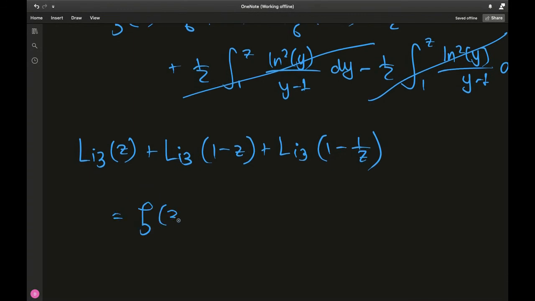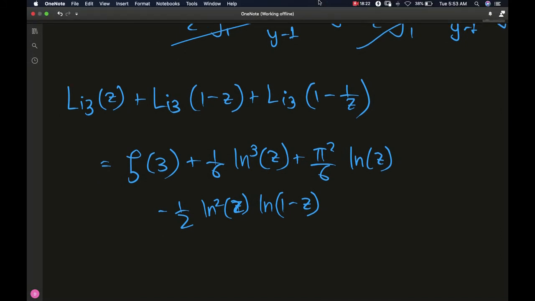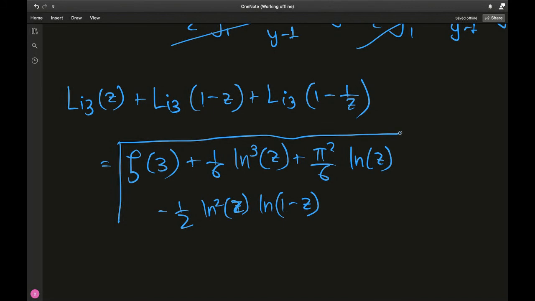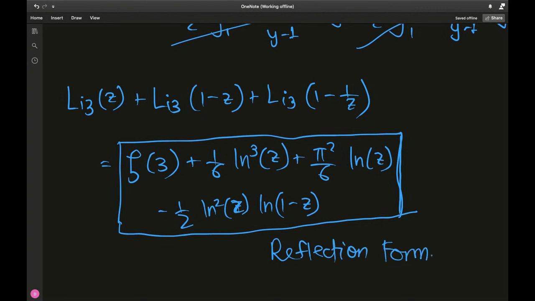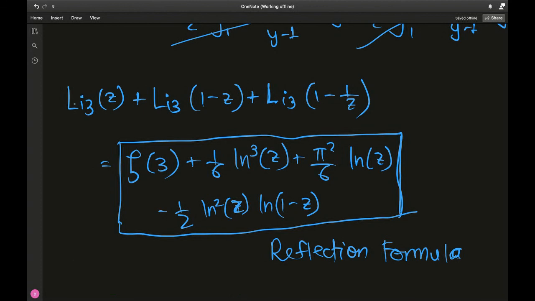to Apéry's constant, or Riemann zeta of 3, plus 1 over 6 times natural log cube z plus pi squared over 6 times natural log of z minus half of natural log squared z times natural log of 1 minus z, and that's it. This is the famous reflection formula for the trilogarithm, because it has terms like trilogarithm of 1 minus z, or you can call it the triple trilogarithm formula. The name's catchy, but again, a really nice relation, very useful for calculating other things.